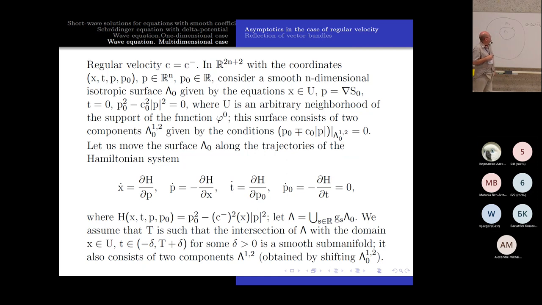Time is equal to zero, and the classical Hamiltonian, which now has this form, also vanishes. And then we shift the surface along the trajectories of the classical Hamiltonian system. Again, we take the union of all the shifts and skip the technical conditions on the velocity c, which guarantee that this union is a good manifold. In our situation, this manifold will have two connected components. One connected component defines the wave which comes in one direction, and the other in the opposite.